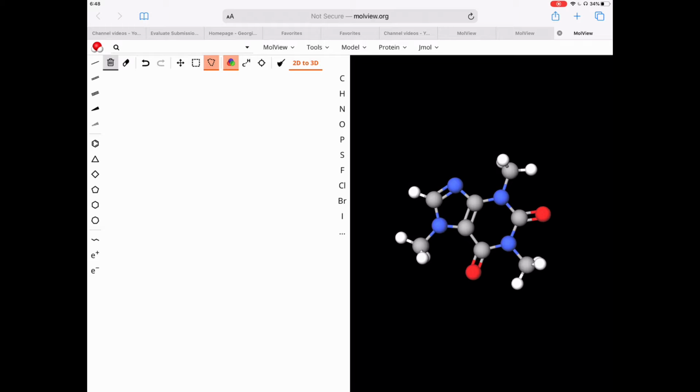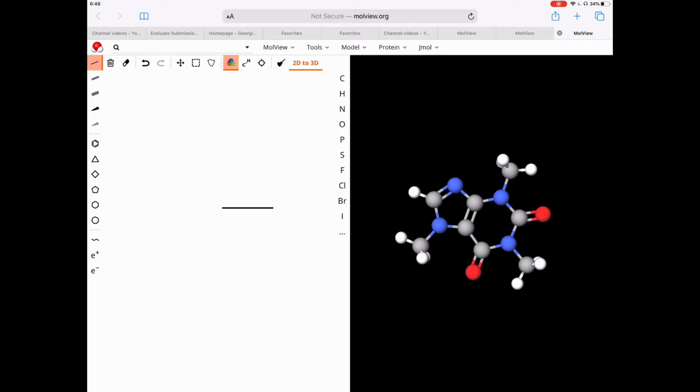Okay, so let's build a molecule. Suppose you want to draw CH4, the methane molecule. So here, come to the carbon, put your carbon there. I'm going to zoom in a little bit and then add bonds to it. So I go to the bond tool, single bond tool, then add a single bond on carbon.